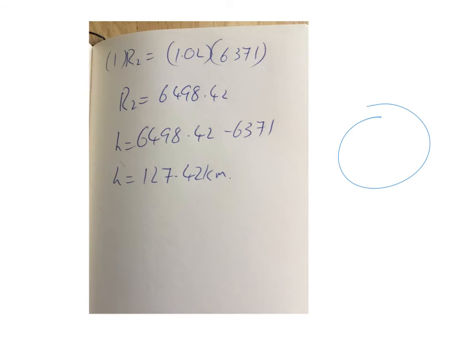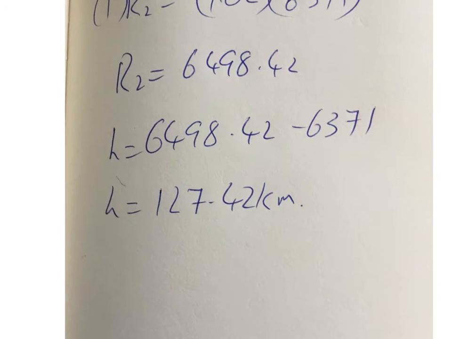So to visualize this, if this is the center of the Earth, this is where the old pendulum was, this is where the new pendulum was. And if this is R2, and this is R1, well, our height here is going to be the difference between those two. So once we found the difference, that's 127.42 kilometers.